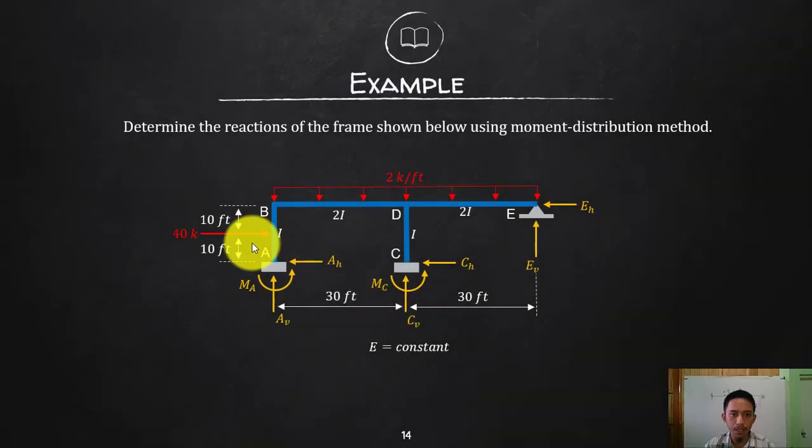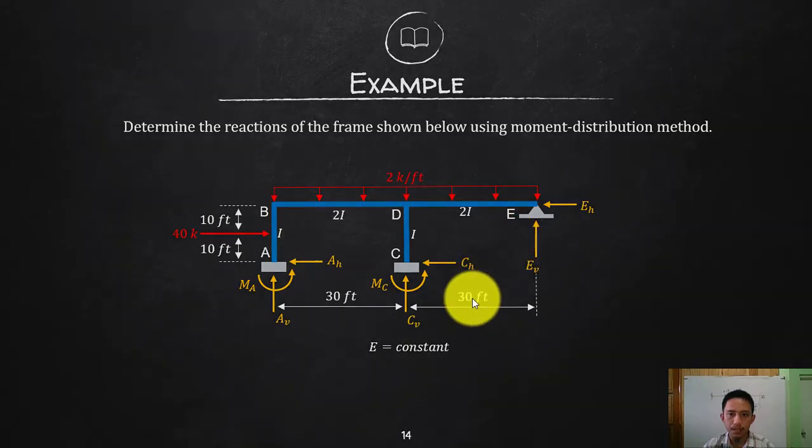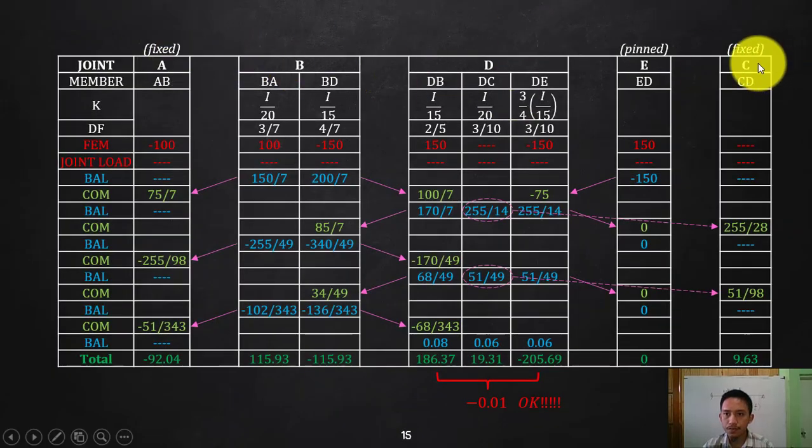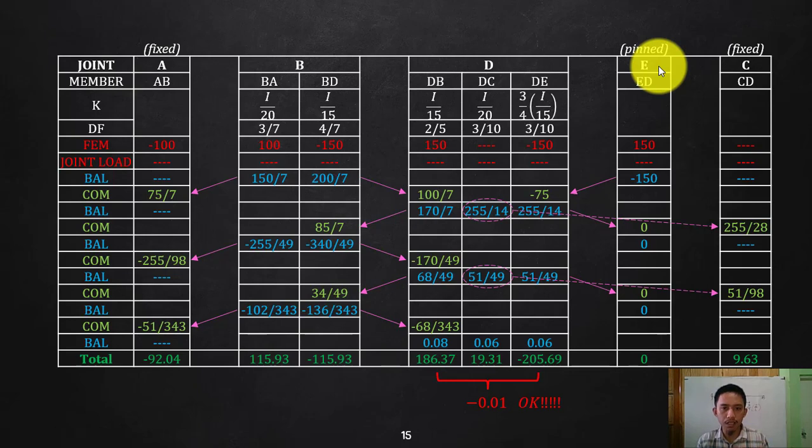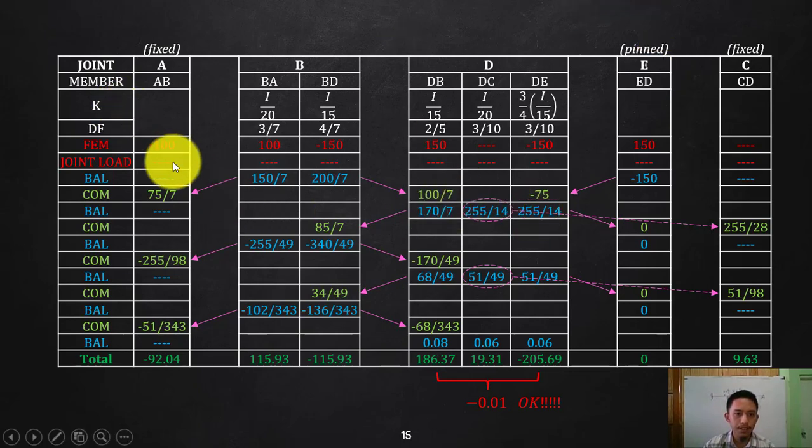Okay, you need to know what the types of support are. A and C are fixed, E is pin. So you need to write there if that is a pin or fixed so that you will know. Again, the difference of this will matter on the carryover and on the balancing. There is a moment at A to be balanced. However, that is fixed, so that will receive.